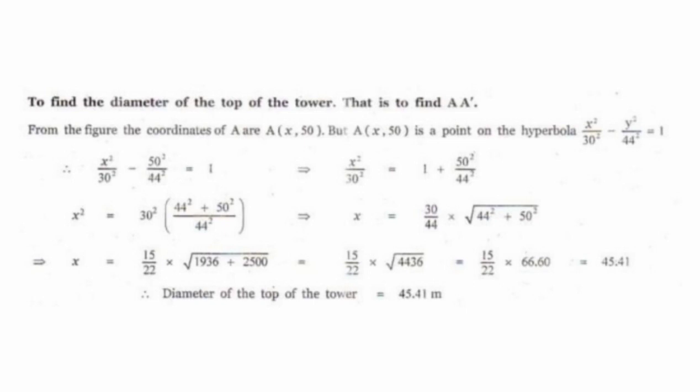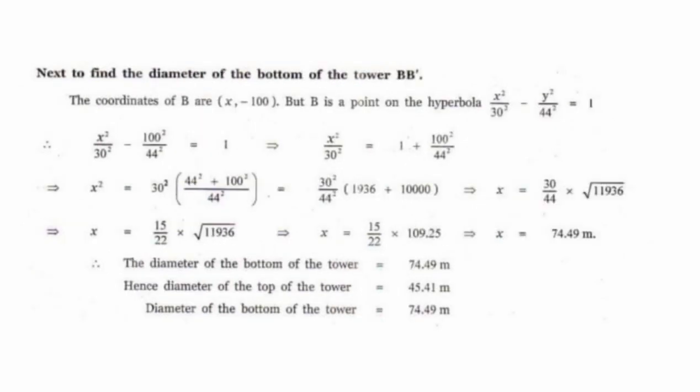X is equal to 15 over 22 times the square root of 1936 plus 2500, and that is equal to 15 over 22 times the square root of 4436, equals 15 over 22 times 66.60, equals 45.41. Diameter of the top of the tower is equal to 45.41 meters.